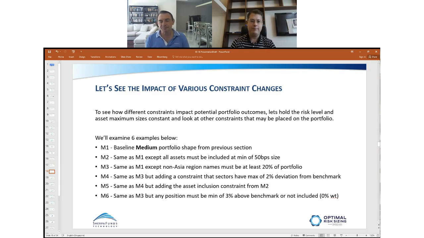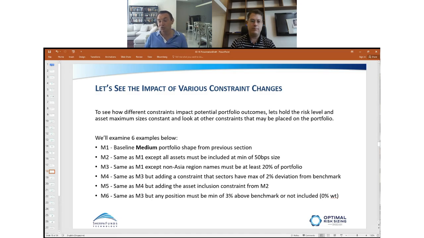If we look at how constraints impact, following on from the same type of analysis that Stephen just did, we're looking at per asset risk, per asset size and overall risk. We can look at some other ways, and don't be scared by this slide, right? But some other ways in which constraints impact the possible set of returns you're getting.